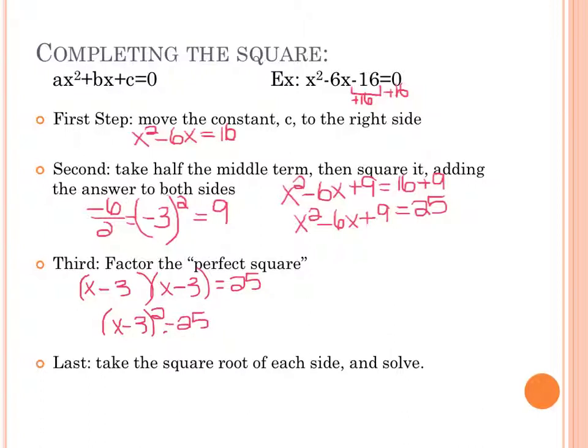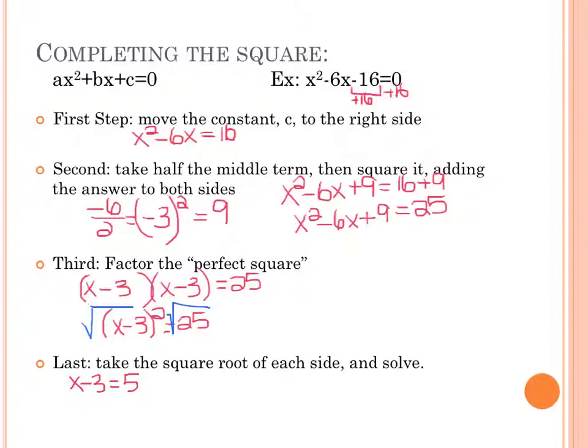Finally, we can move on to our final step, which is taking the square root of each side. So when we take the square root of each side, we'll yield the result of x minus 3 equals 5.